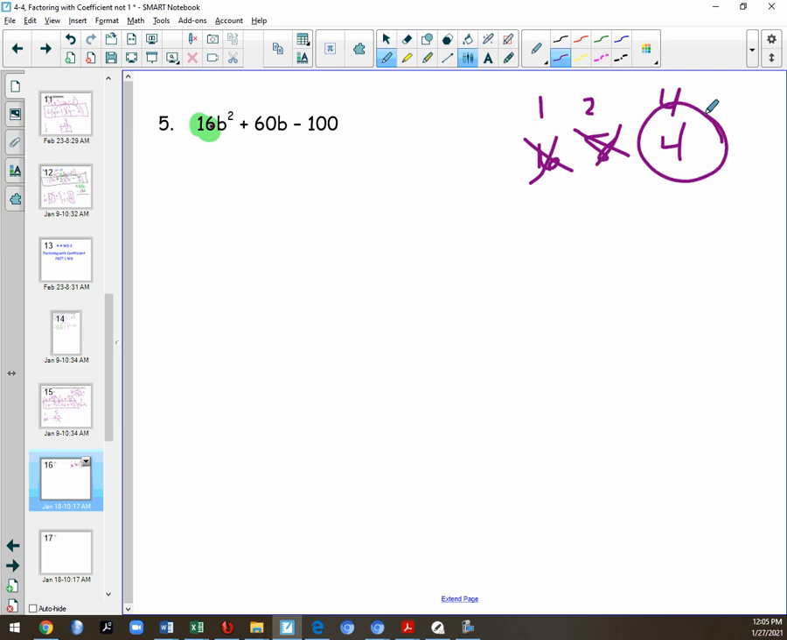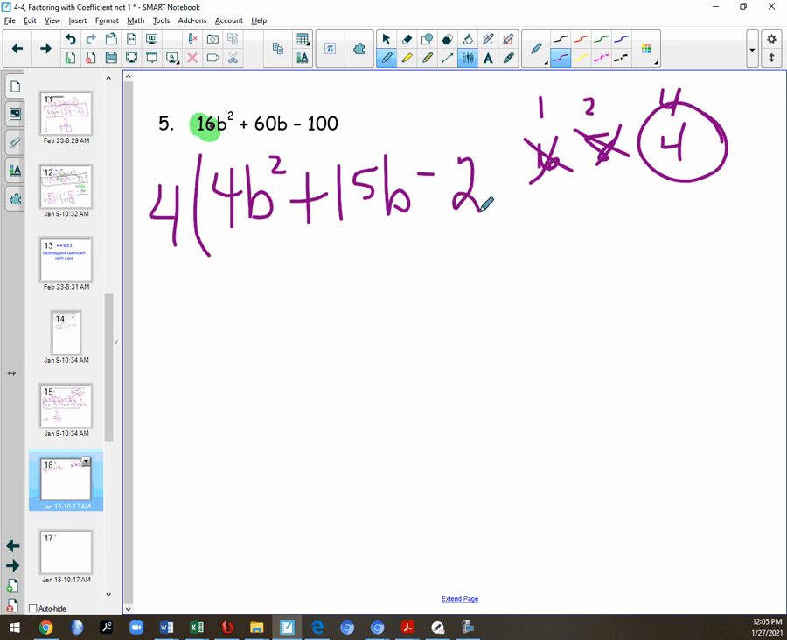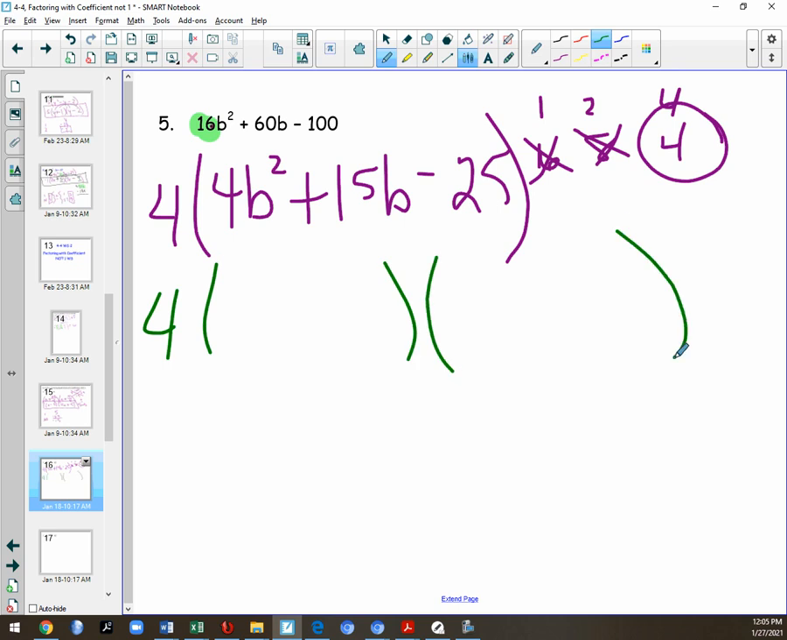Yes, it does. So I'm going to pull out my GCF of a 4 by doing division. So 16 divided by 4 is going to give you a 4b squared. 60 divided by 4 is going to give me a 15b. And 100 divided by 4 is going to give me a minus 25. Okay? So now the 4 hangs out, and now I'm going to use factors of 4. Factors of 4 that we're going to use are either going to be 1 and 4 or 2 and 2.